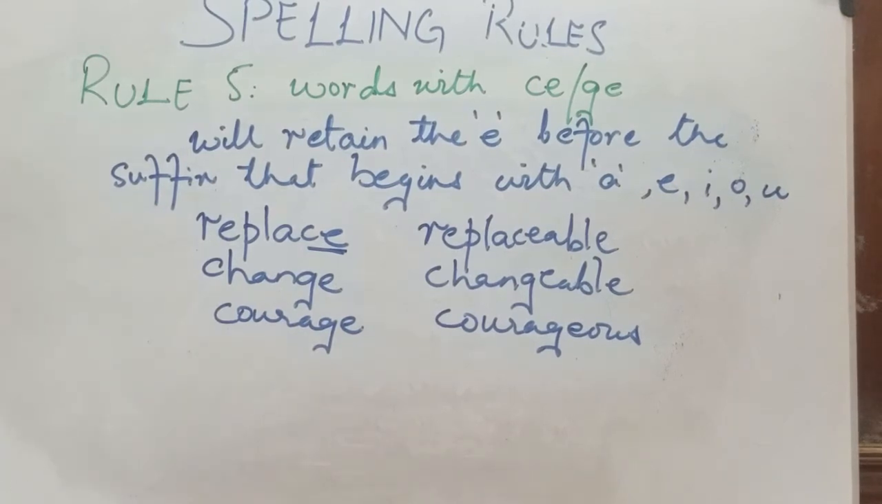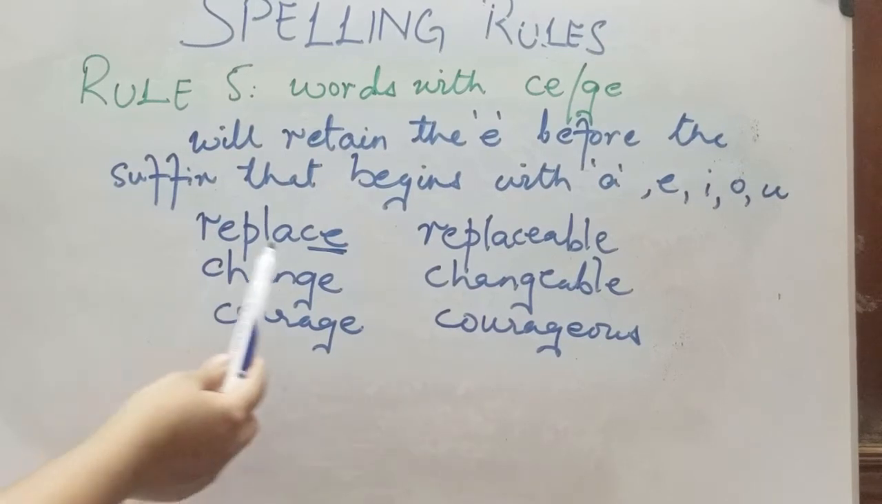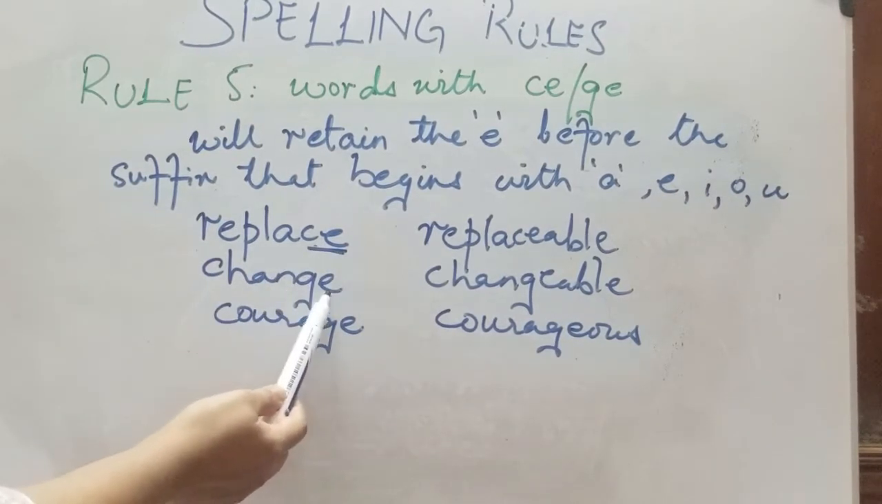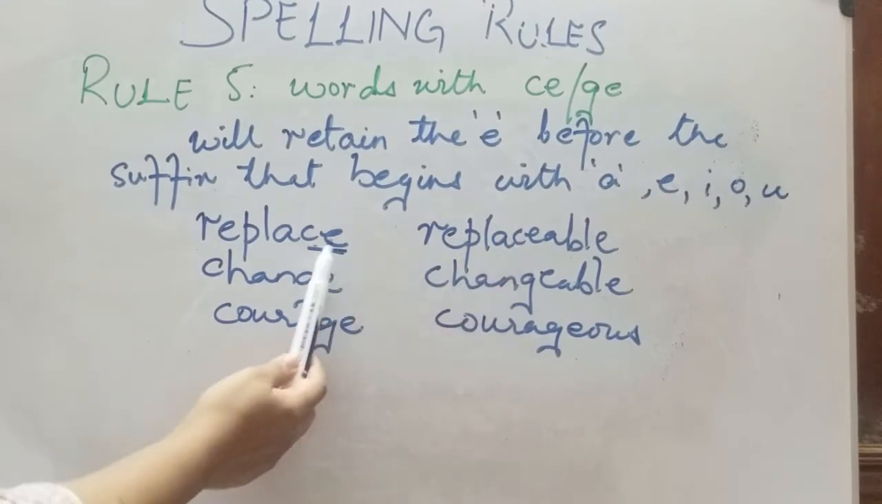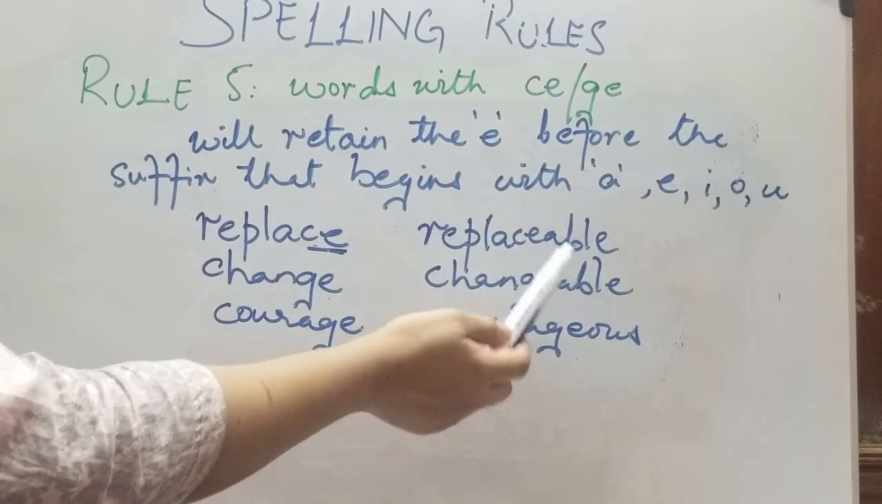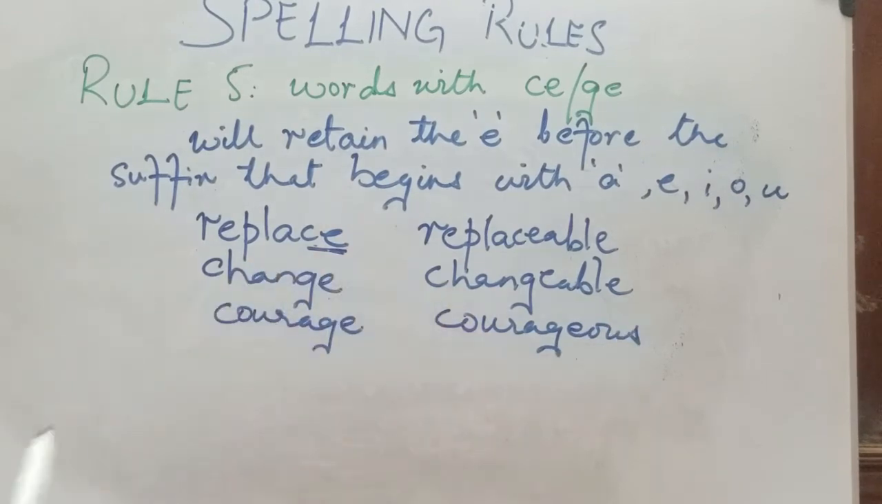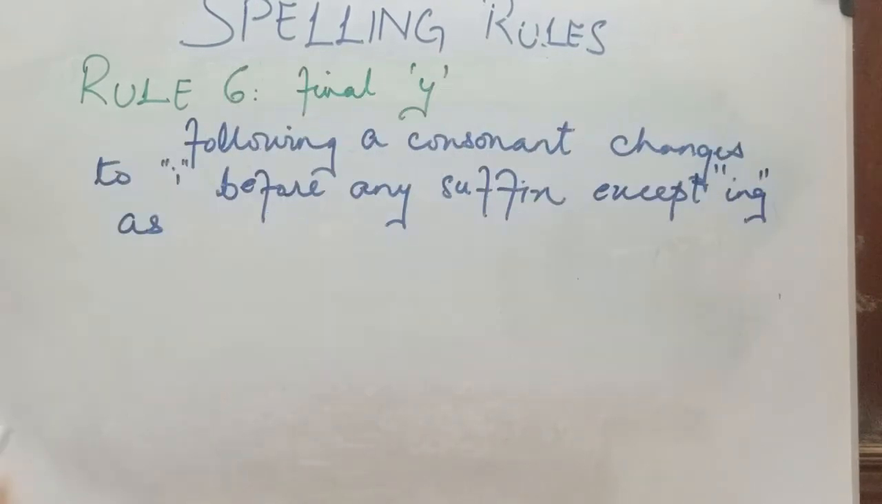You can find it out on internet or you can read out in your books. So you'll get a list of these examples where CE or GE is added. So whenever you are having this rule CE or GE, you are not going to omit your E, but you are going to write this as it is, ending with able or ous, right? Let's move on to rule number 6. Now guys, look at this rule.